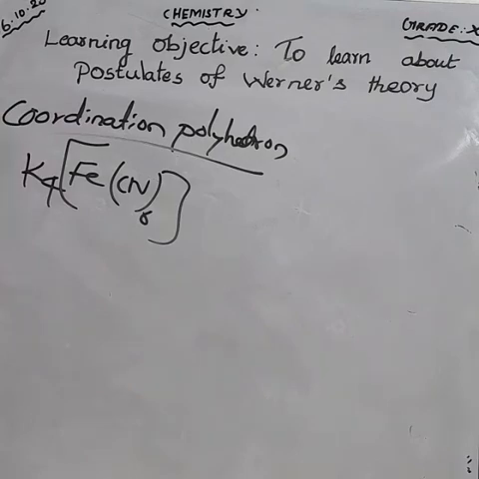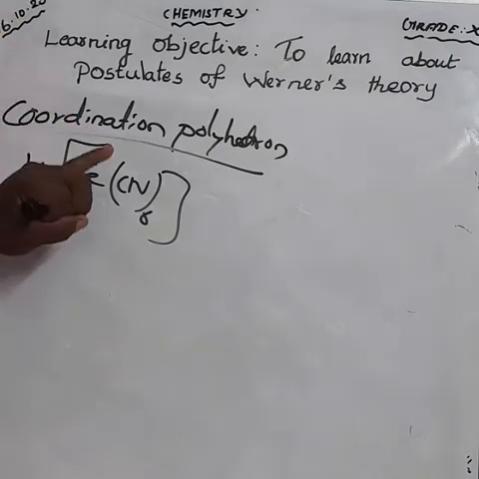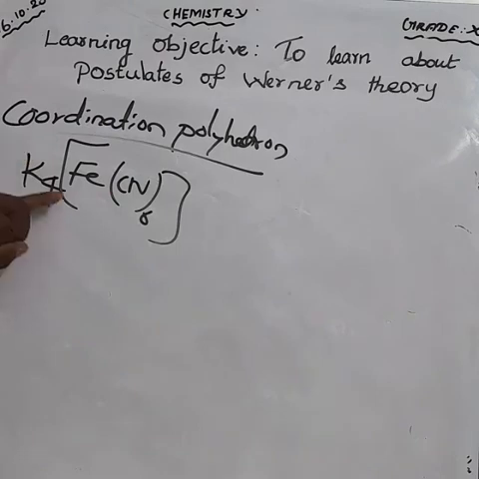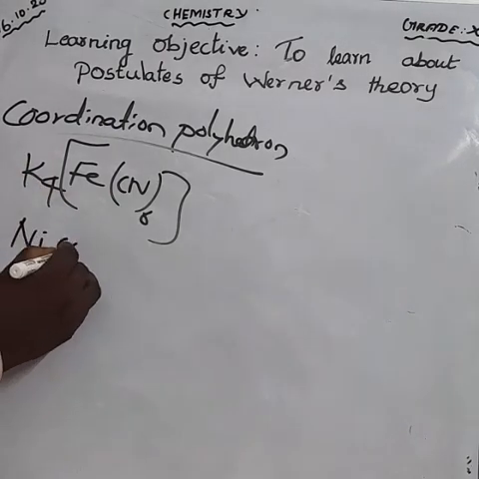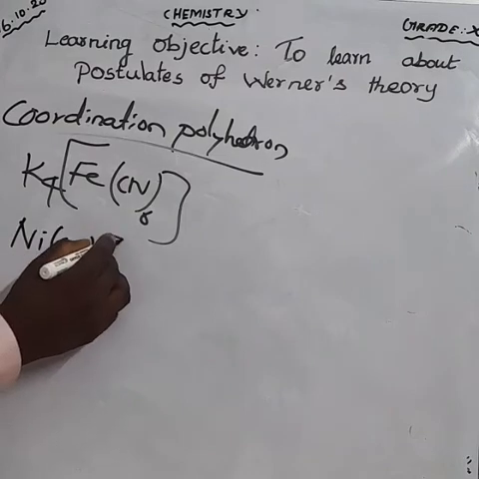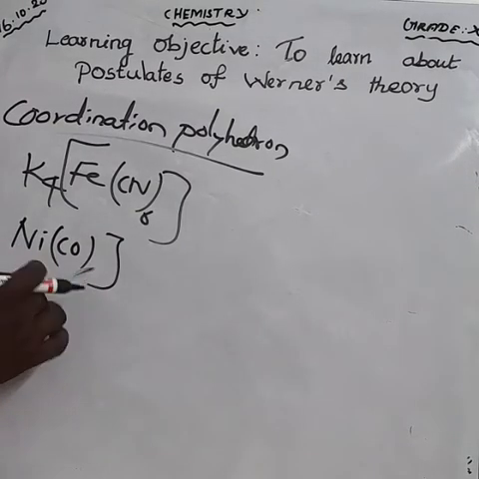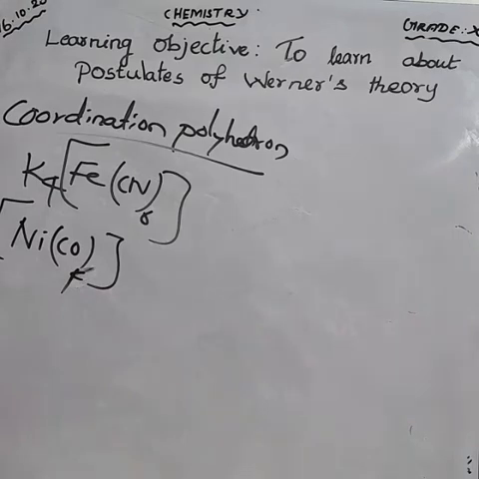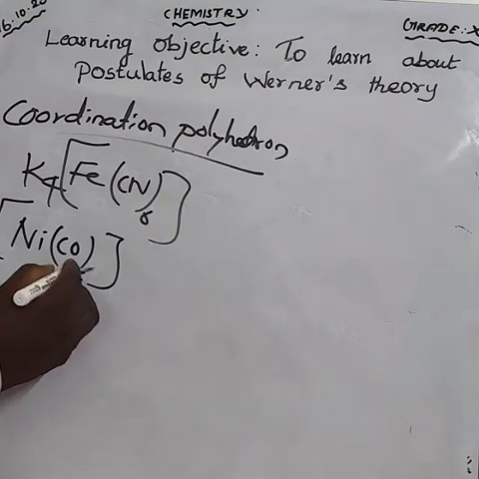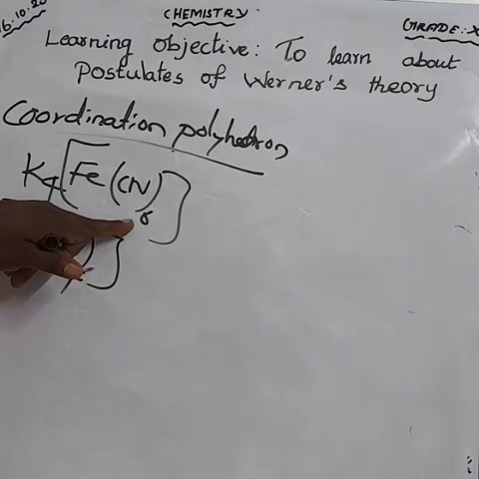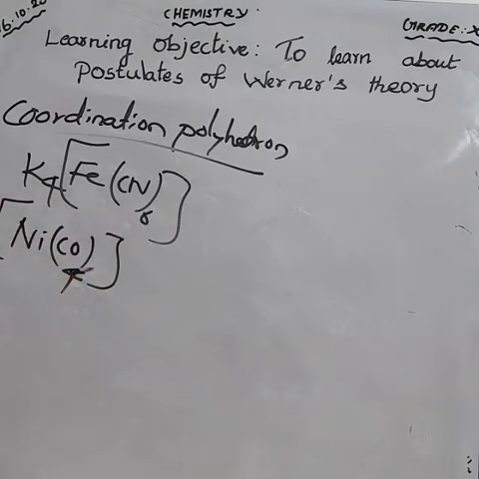The coordination polyhedron of [Fe(CN)6] is octahedral. One more example, Ni(CO)4, is tetrahedral. Don't forget, number 6 means octahedral, and 4 means tetrahedral. Okay. Next, about the coordination number.